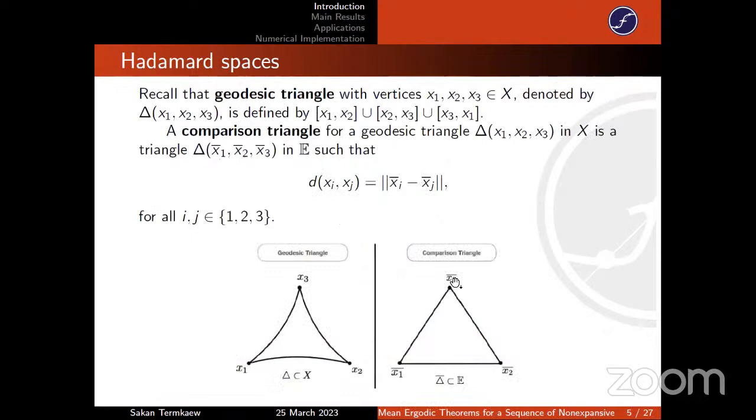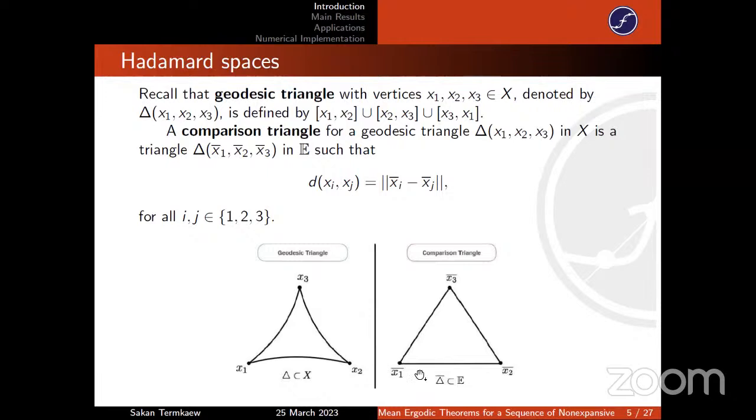Next, recall that the geodesic triangle with vertices x1, x2, x3 in X, denoted by the triangle (x1, x2, x3), is defined by the union of three segments. A comparison triangle of this geodesic triangle in X is a triangle (x1 bar, x2 bar, x3 bar) in Euclidean space, such that the distance between xi and xj equals the distance between xi bar and xj bar. Please look at the left-hand side picture. This is a triangle (x1, x2, x3) in space X. The comparison triangle of this geodesic triangle is the triangle (x1 bar, x2 bar, x3 bar) in Euclidean space, like this.